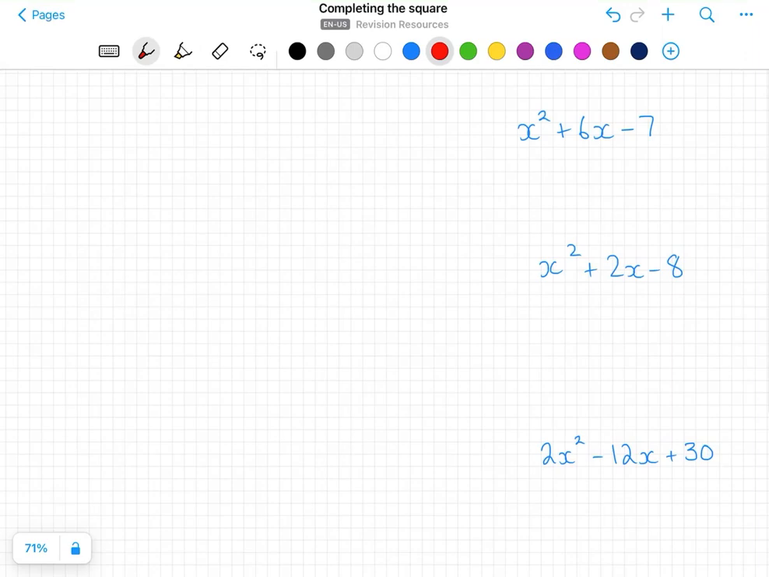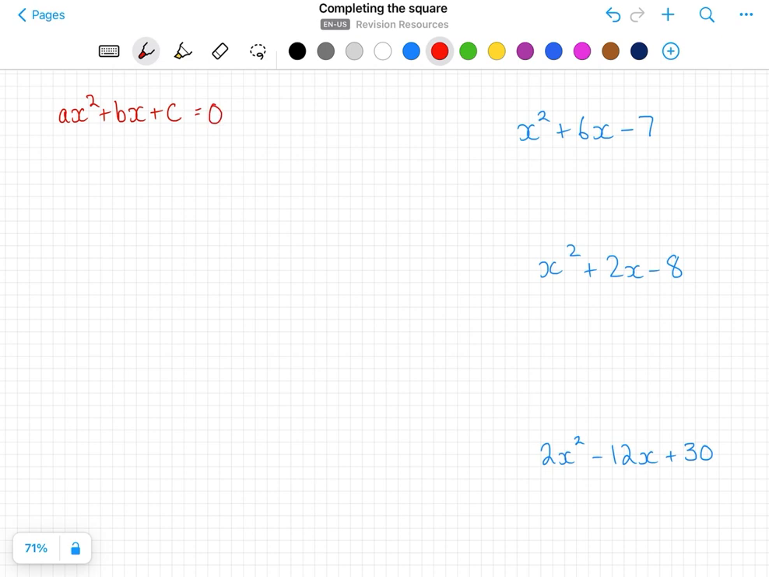We are looking at completing the square. So first thing to understand is why we learn about the process of completing the square. It all relates back to quadratics, and completing the square is a method you can use to solve quadratics and also find the coordinates of the turning point of your quadratic curve.